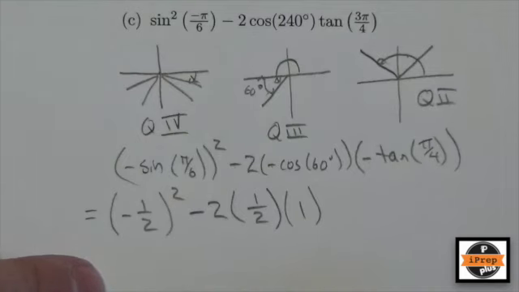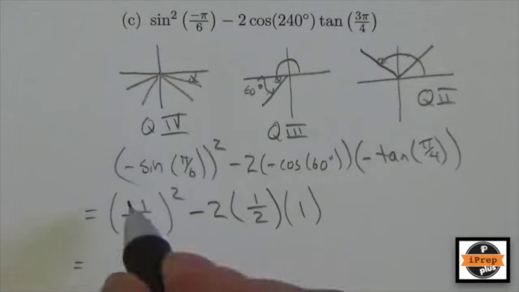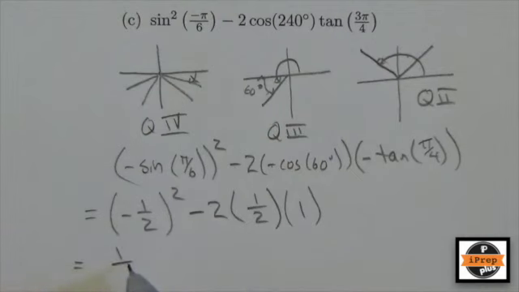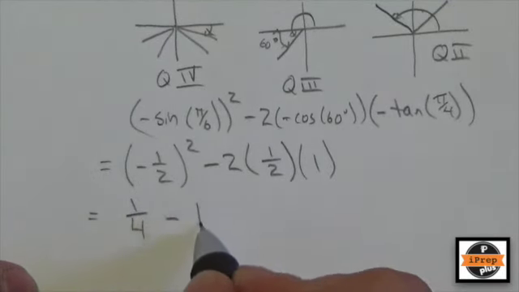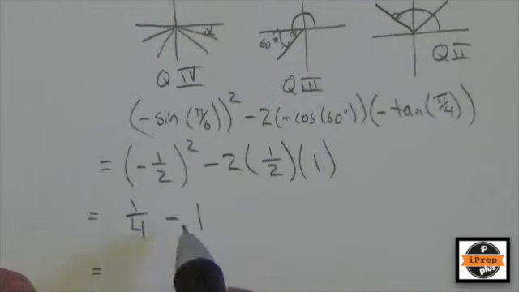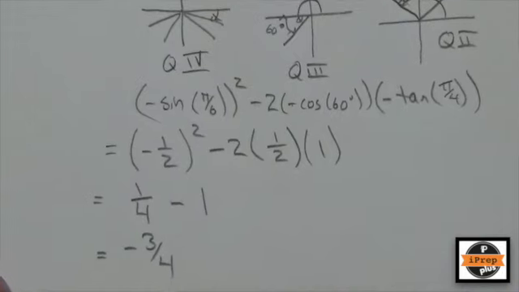Okay? So now, negative 1/2 squared is going to be positive 1/4. Negative times negative will be positive. And then we're going to subtract, well, 2 times 1/2 is 1. So 1/4 minus 1 is going to be negative 3/4.